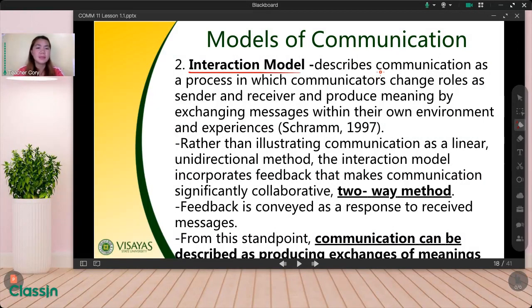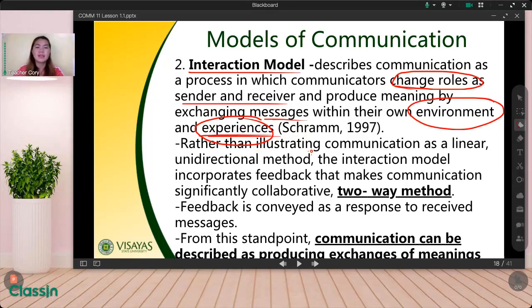So in this model, it describes communication as a process in which communicators change roles. So this time we change roles because we sometimes are the sender and we sometimes are also the receiver because it's already transactional. Communicators change roles as sender and receiver and produce meaning by exchanging messages with their own environment and experiences. Of course, we have to consider these two also when we are engaged in a communication setting because it will affect the effective delivery of the message.